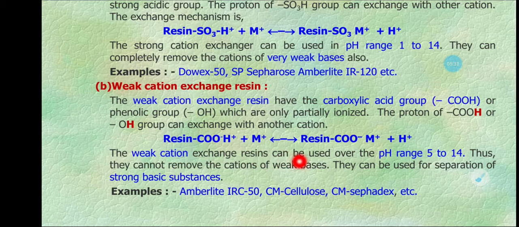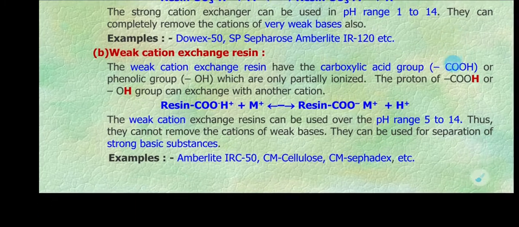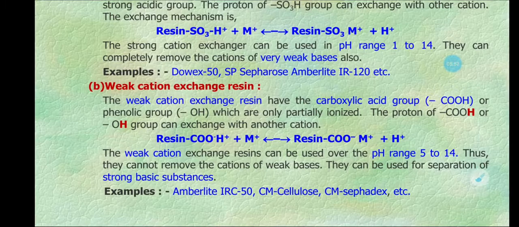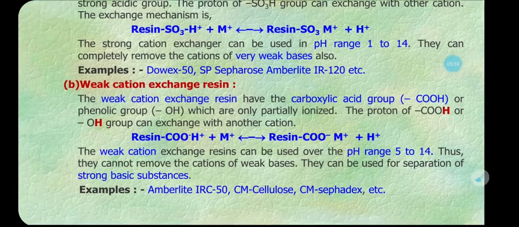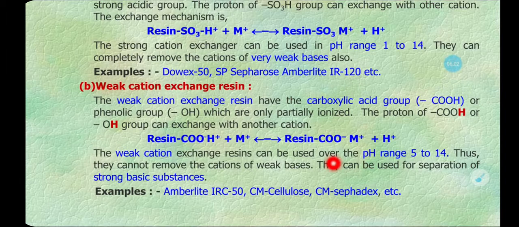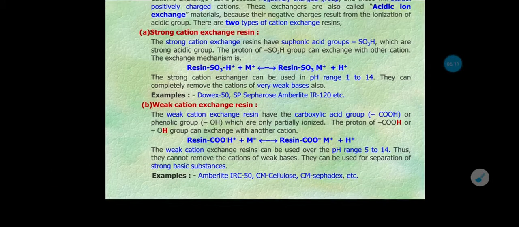Weak cation exchange resin can work over the pH range 5 to 14. Thus, it cannot work at very low pH, that is at very high acidity. So, they can be used for the separation of only strongly basic substances. Examples: Amberlite IRC 50, CM cellulose and CM Sephadex. These are the commercially available weak cation exchange resins.